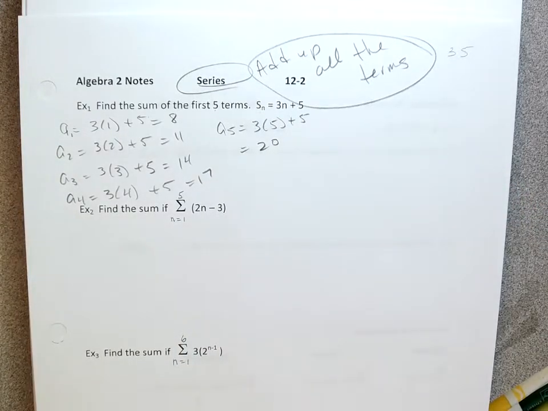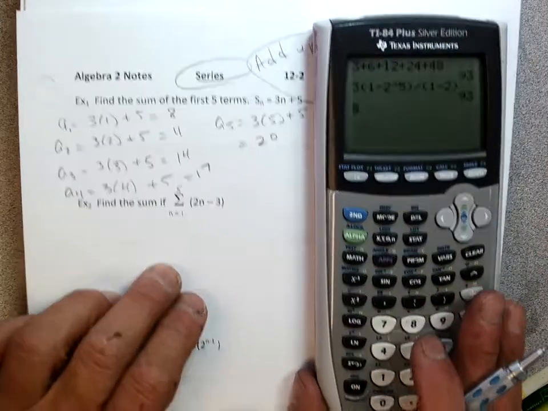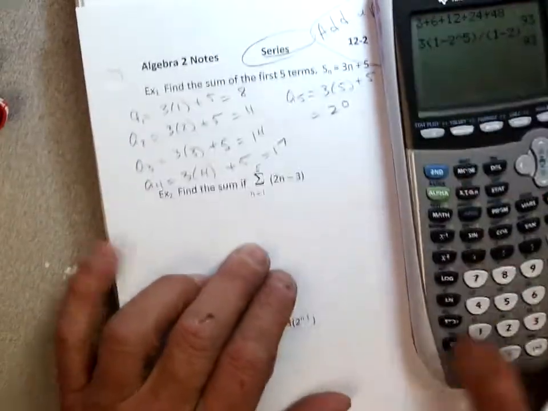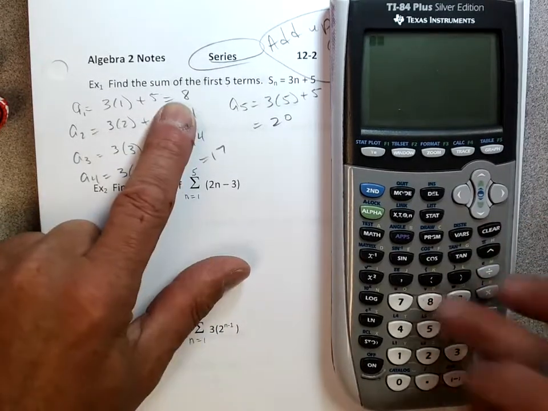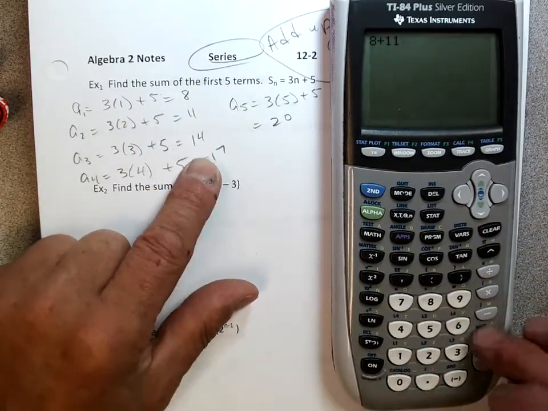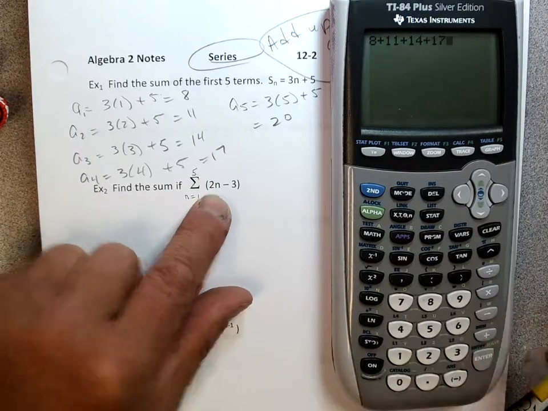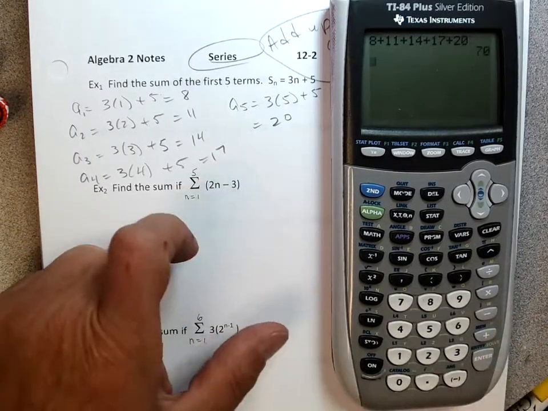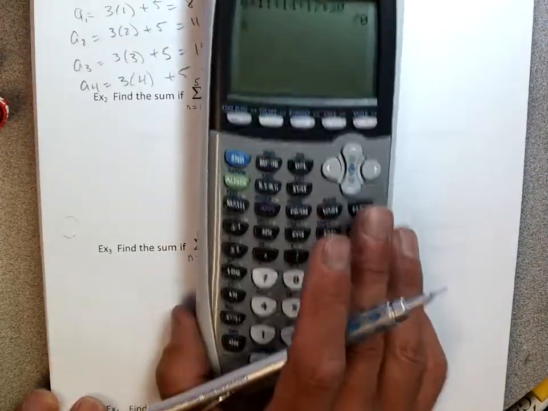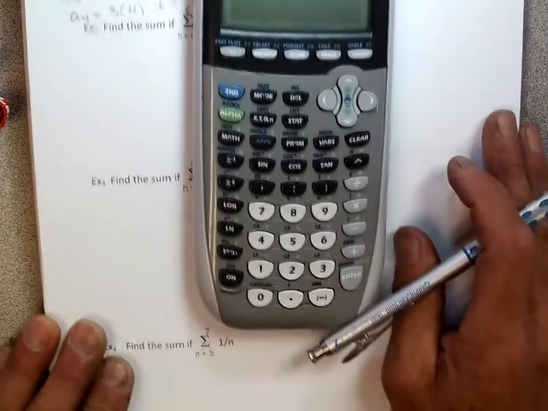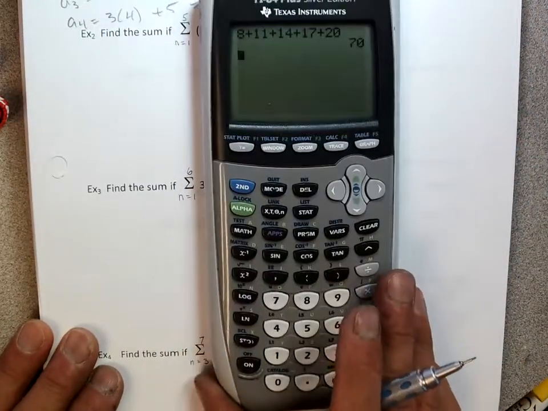Now, I've made them all. I'm going to add them all up because that's what S means, the sum. I'm going to take my calculator and clear that. I'm going to go 8 plus 11 plus 14 plus 17 plus 20, and I get an answer of 70, okay? You can see that. 70. There you go.